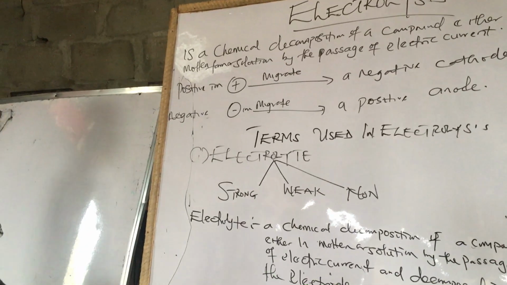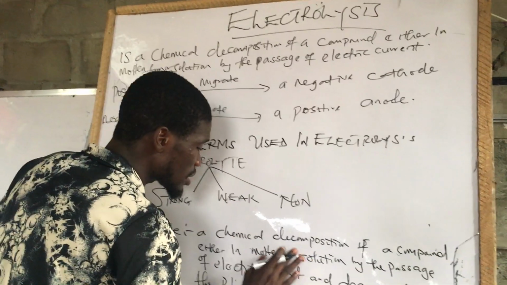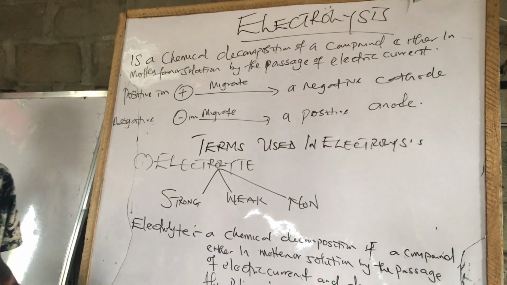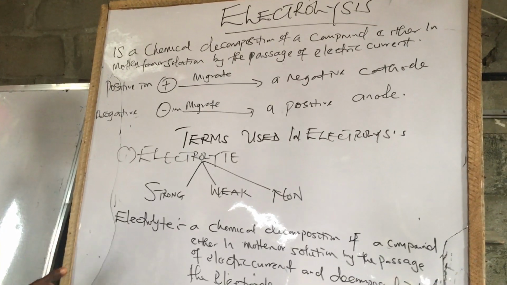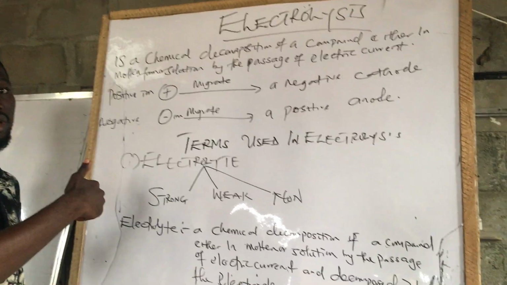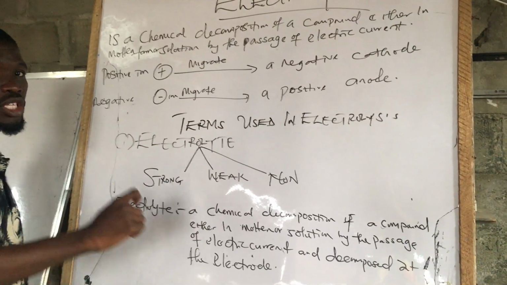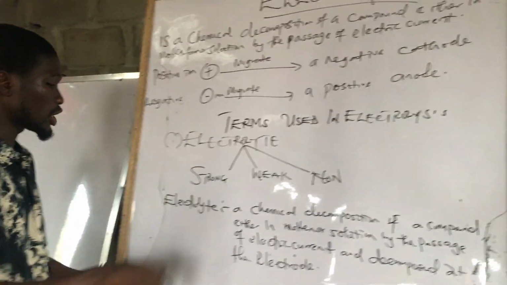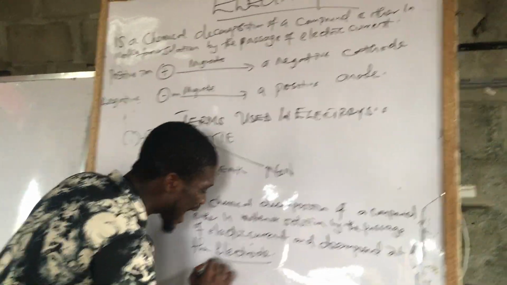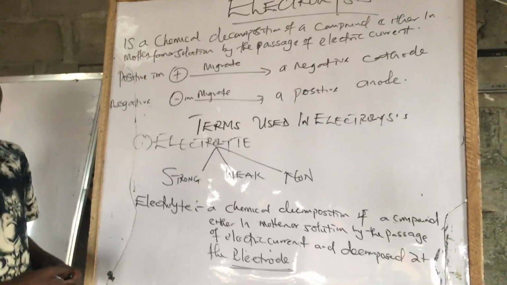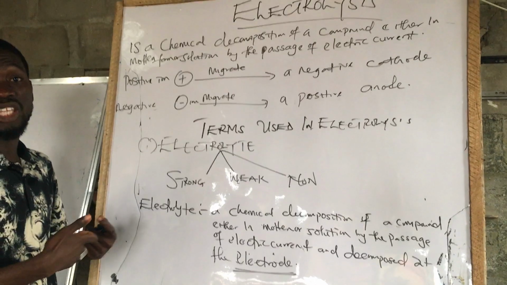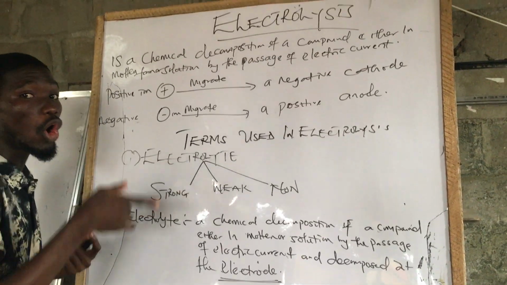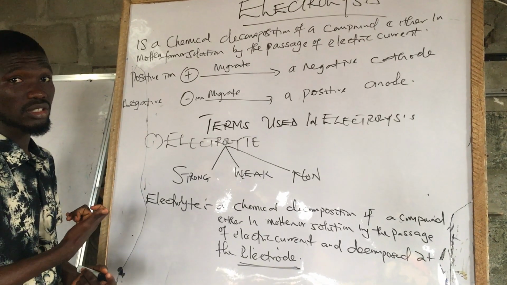Look at what we have on the board. There's only a little difference between the definition of electrolysis and electrolyte. Electrolyte talks more about the composition of the substance through which electric current passes. The difference is that they decompose at the electrode, and when a thing decomposes at the electrode, it means electrons can enter or leave the electrolyte. Are you with me now?